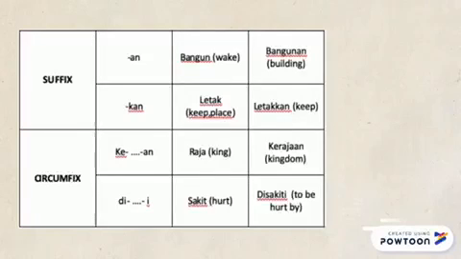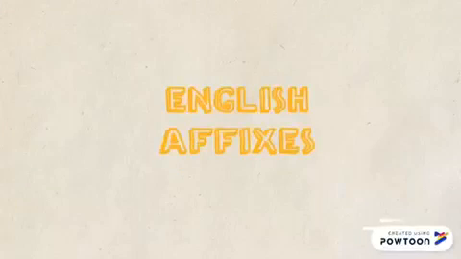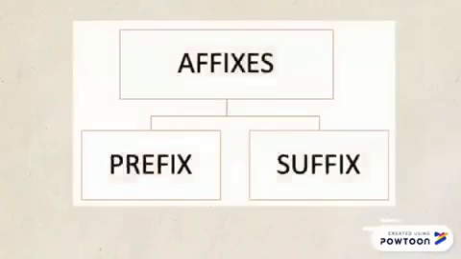Lastly is circumfix. Circumfix is an affix that is added at the front and at the end of the root word. For example, ke, an. The root word raja becomes kerajaan. Now, let's take a look at English affixes.